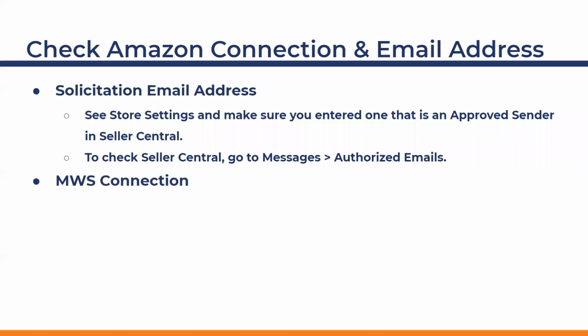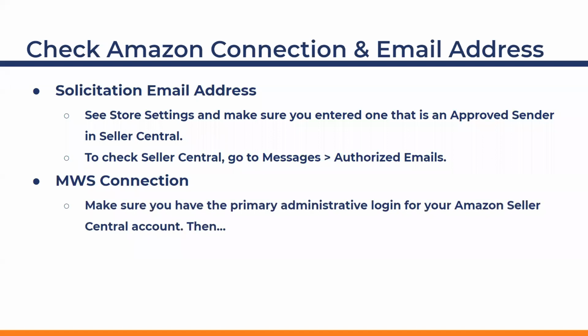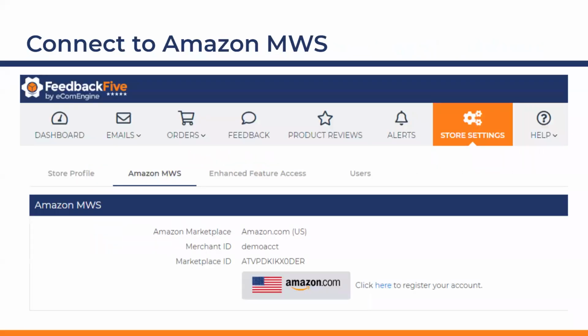Secondly, your MWS connection. This is the way that FeedbackFive pulls in your order data and all the other information so that it can send out messages. And to do this, you'll need to make sure that you have the primary administrative login for your Seller Central account. Then you'll go into FeedbackFive, go to Store Settings, click on Amazon MWS, and then click the flag button that you see there.